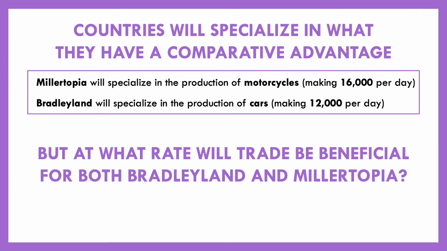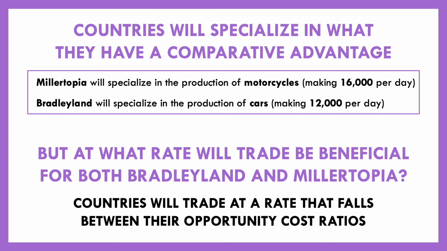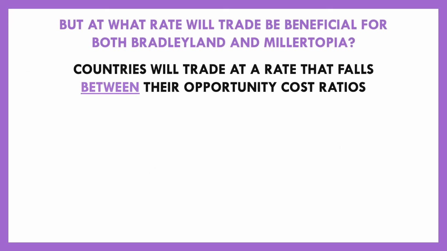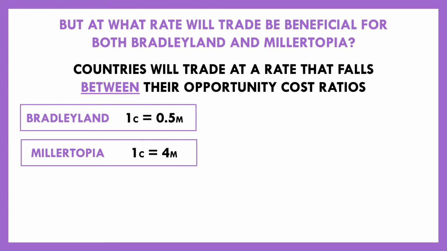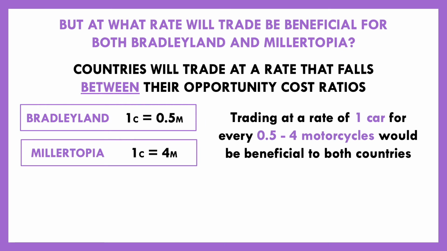Well, what we find out is that trade will occur at a rate that falls between their opportunity cost ratios. Well, what exactly does that mean? What do we mean by opportunity cost ratios? Well, let's take a look at the opportunity cost ratios when it comes to the opportunity cost of a single car, right? So we said for Bradley Land to produce one car, they would have to stop making half a motorcycle. For Millertopia, one car would be 4 motorcycles. Well, what we would see is that they would trade at a rate that is somewhere between these two. And what we mean is they would trade every one car for somewhere between 1/2 to 4 motorcycles.